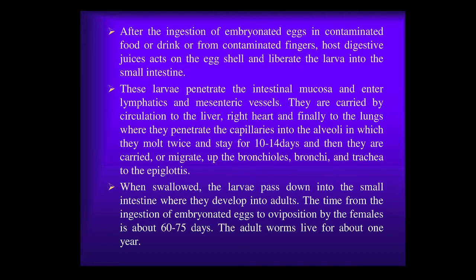The larva then breaks out of the pulmonary capillaries and reaches the alveoli. Then they migrate up the bronchioles, bronchi and trachea to the epiglottis. When they are swallowed, the larvae fall down into the small intestine, where they develop into adults. The time from the ingestion of embryonated eggs to oviposition by the female is about 60 to 75 days. The adult worms live for about 1 year.